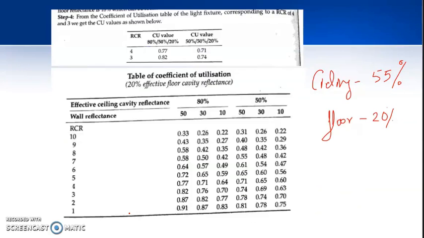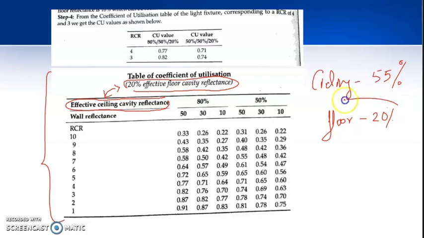Next is you need to find out the coefficient of utilization. So this table is directly given from the question, and here two things are given. It is 20% effective floor cavity reflectance, and this is the effective ceiling cavity reflectances. So depending upon these two values which you have found out from the earlier slide, we need to calculate the RCR. So the floor we have calculated as 20% and ceiling it is calculated as 55%. So 55% means it is given as 80 and 50%, and therefore the value of the ceiling cavity reflectance will be coming between 80 and 50, and therefore you need to give an interpolation.